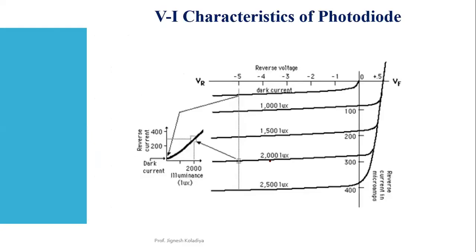Yes, this is the VI characteristic of the photodiode, and as I told you, it is operating in the reverse bias condition or in the reverse direction. No need to show the forward characteristic. Here you can see this is reverse current on this axis, and here it is reverse voltage, and the characteristic is similar. The leakage current is there. Here it is shown for different values of voltage.